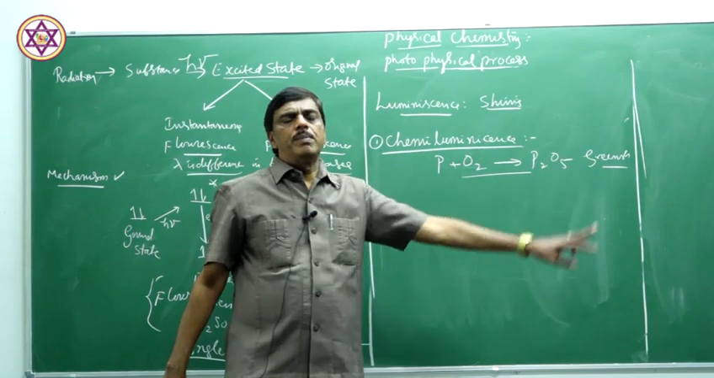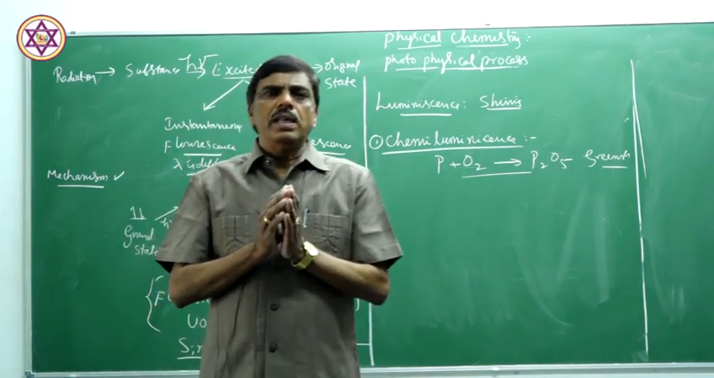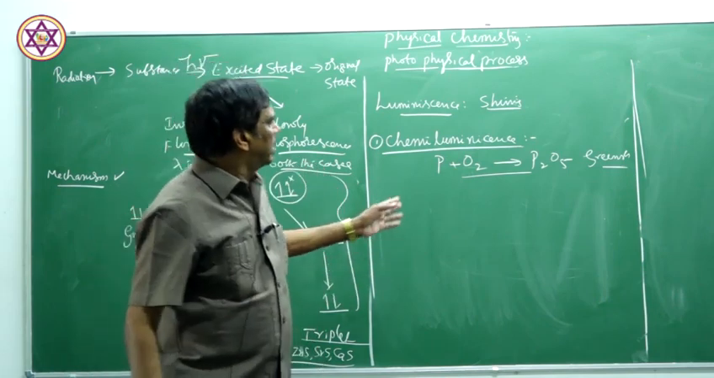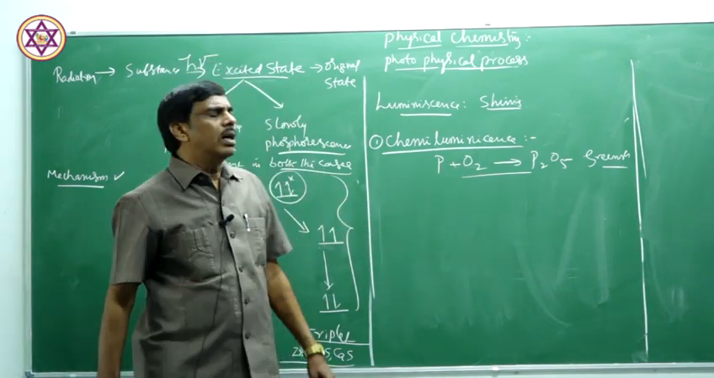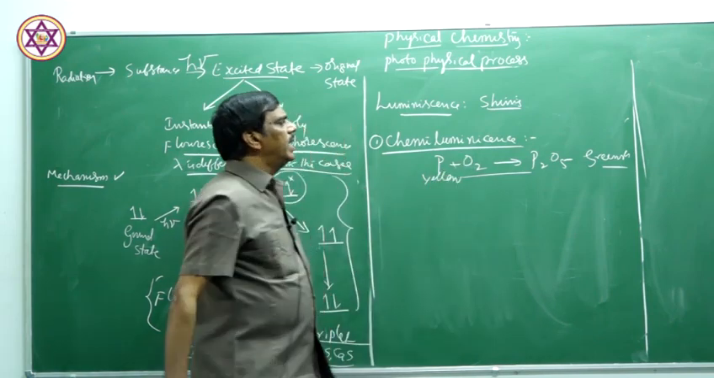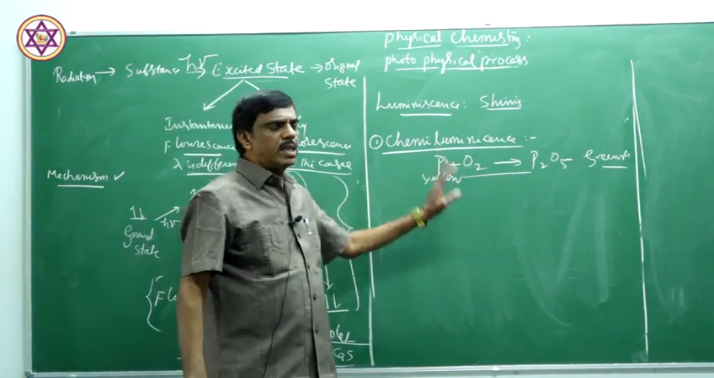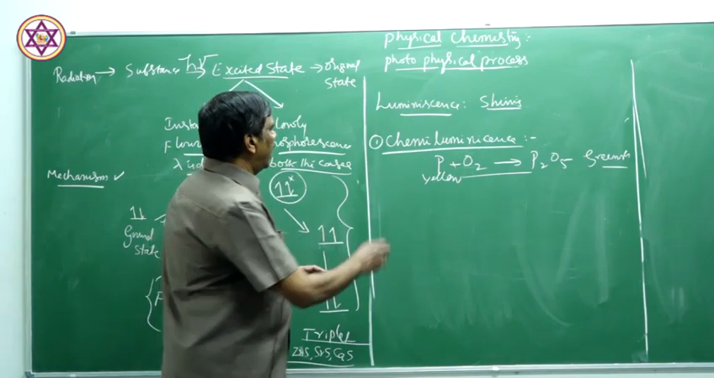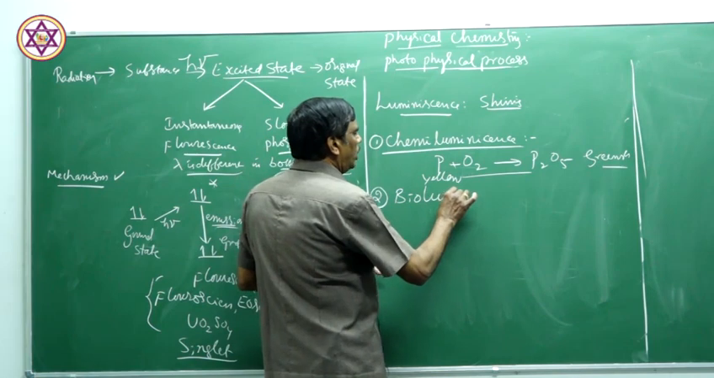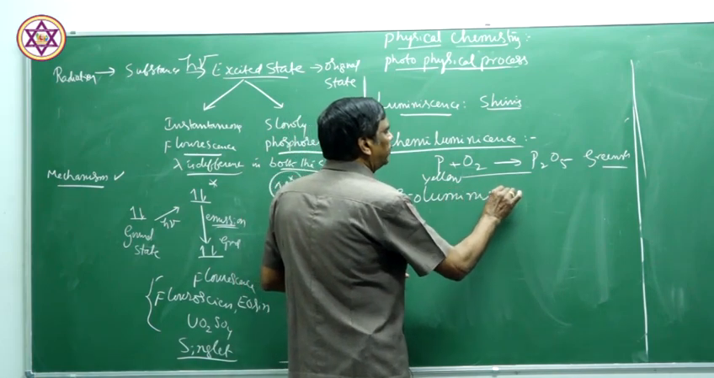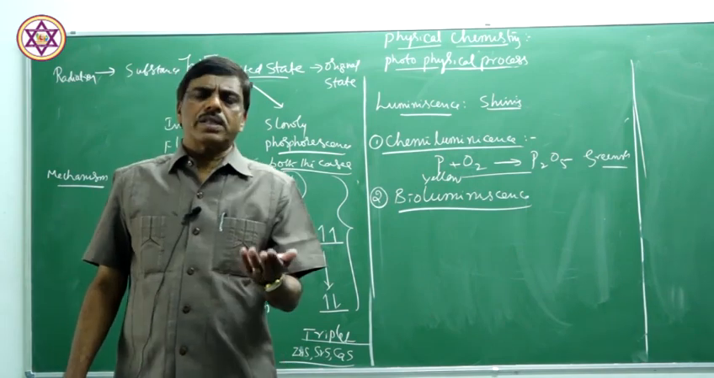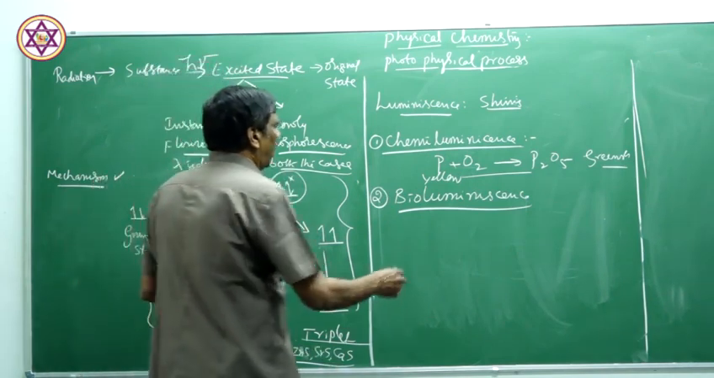This is chemiluminescence. Chemiluminescence is emission of light radiation during a chemical reaction. Example, oxidation of yellow phosphorus gives greenish light on oxidation. This is chemiluminescence. And another type of luminescence is bioluminescence. In bioluminescence, there are chemical reactions in a biological system.